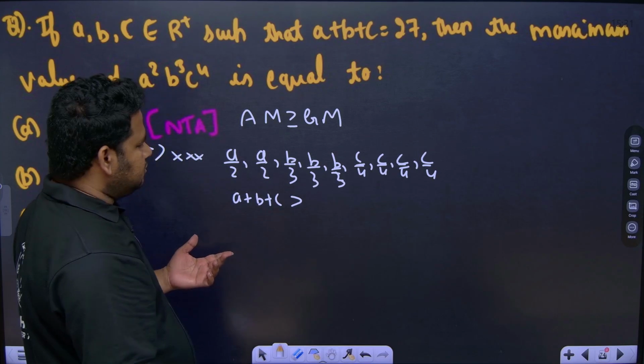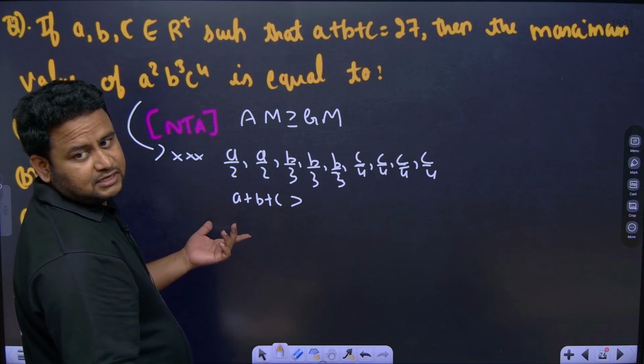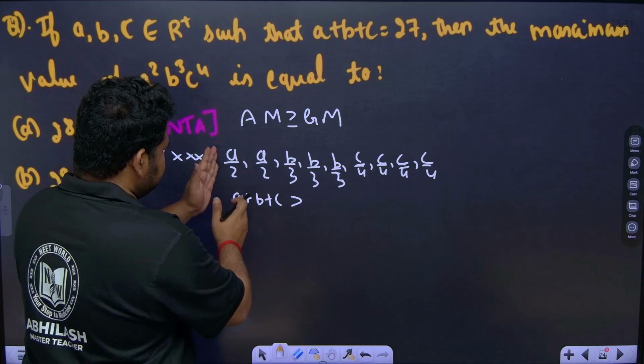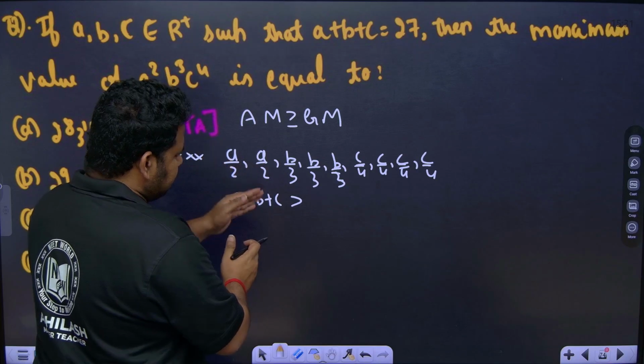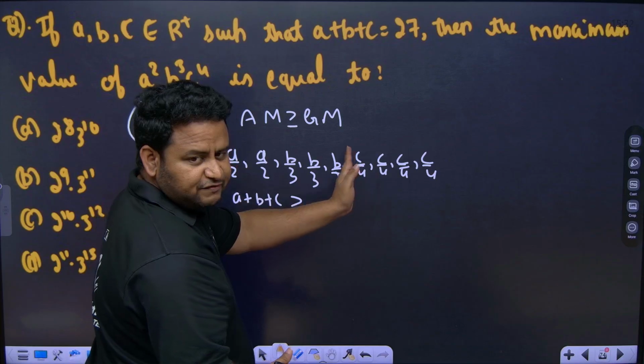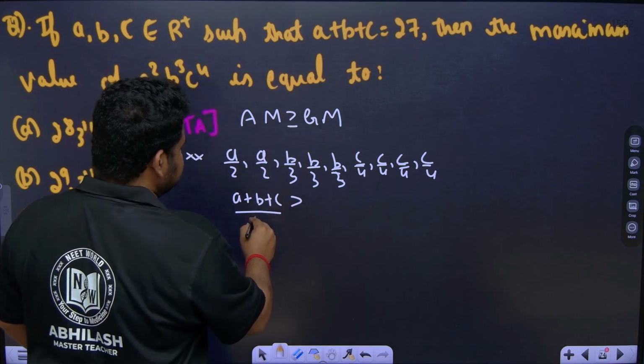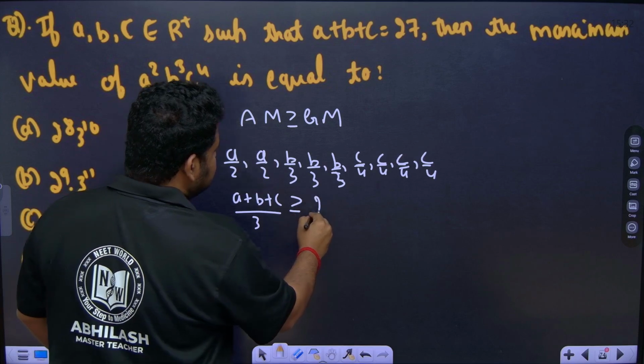2, but then it is not divided by 2. You have to make it divided by 3. Yes, 3 terms more. Arithmetic mean means what? If you add, 2A by 2 cancels, 3B by 3 cancels, 4C by 4 cancels. So the arithmetic mean, if I add all this and divide by the number of terms, which is 3, is greater than or equal to 27.